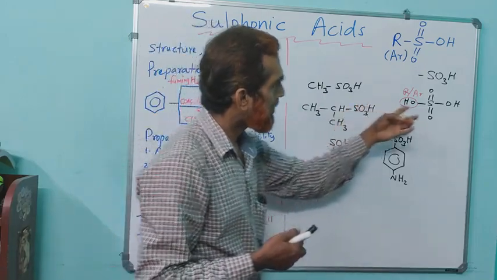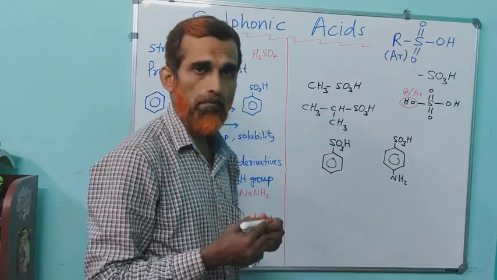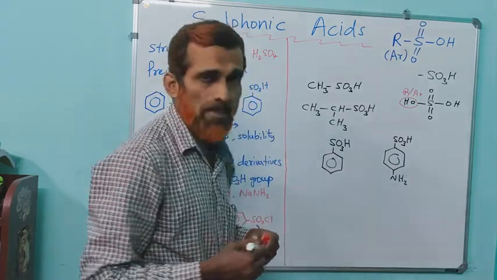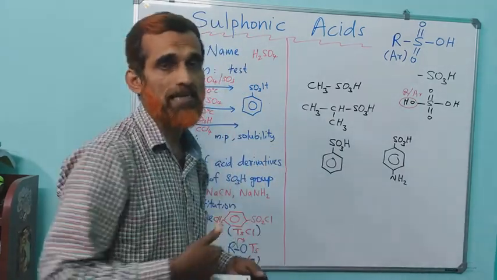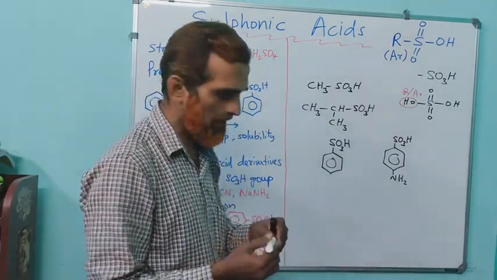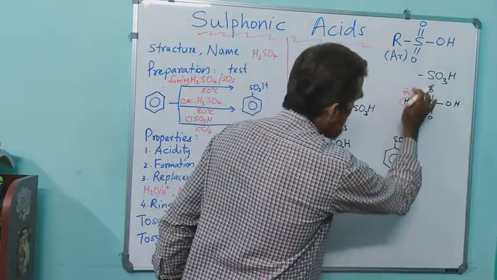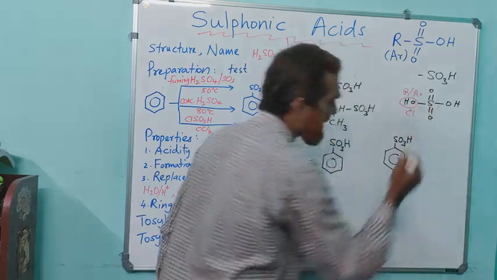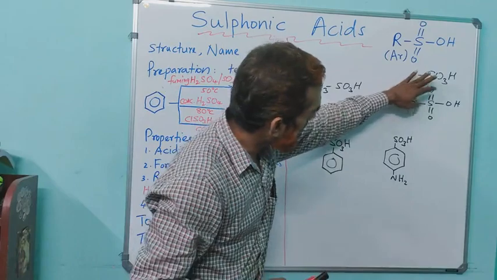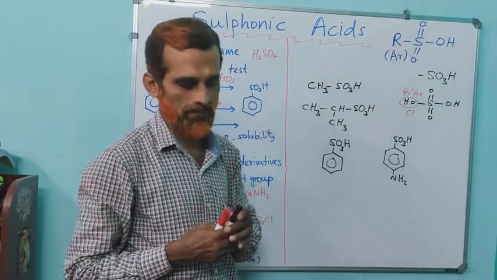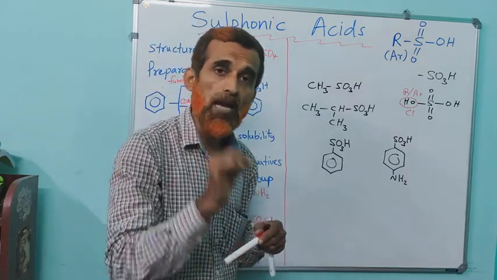Now, two more structures we will make clear. One is chlorosulfonic acid, which we will come across in the discussion. It's a good reagent for sulfonation. What is chlorosulfonic acid? Instead of OH, if it is Cl, it is chlorosulfonic acid, right? ClSO3H, chlorosulfonic acid.